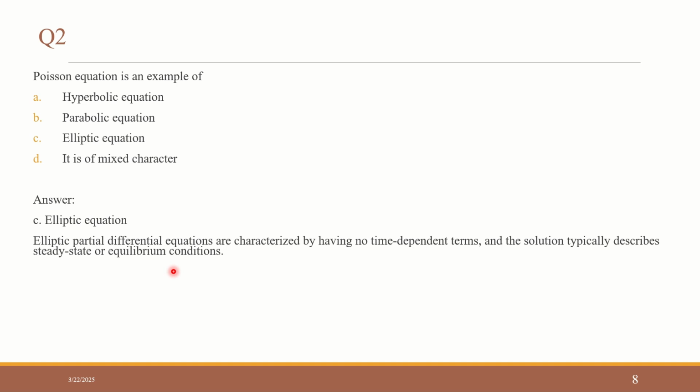And if we look into it more clearly, Poisson equation is elliptic in nature. It is like del square phi equal to f of x and y, that is, dou square phi by dou x square plus dou square phi by dou y square equal to f of x comma y. This is the Poisson equation in a two-dimensional domain.